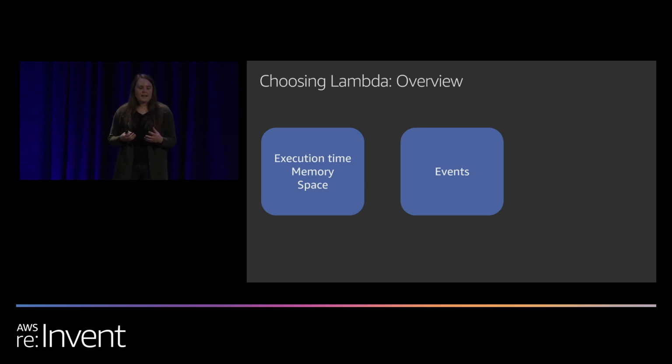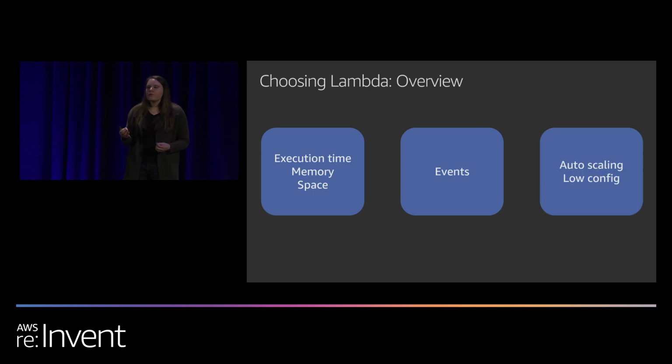The second category is around the events that AWS provides. When does your work need to happen? When does your function need to be executed? Is there a matching event or trigger that you can use? The third category is around what do you want to optimize for? What do you want to spend your time doing? Is auto-scaling important? Do you want that out of the box? Or do you need more control over your development environment?